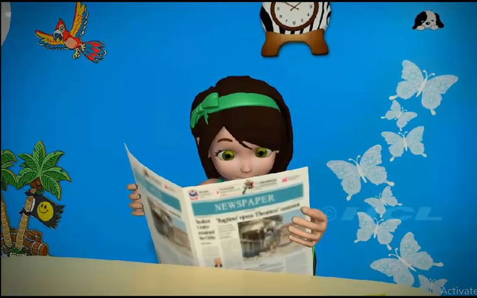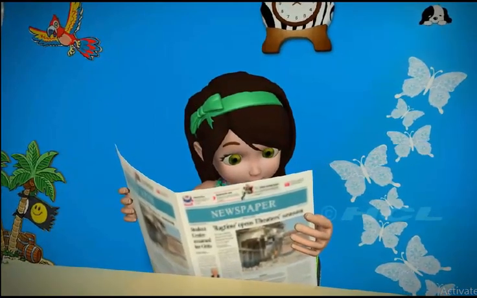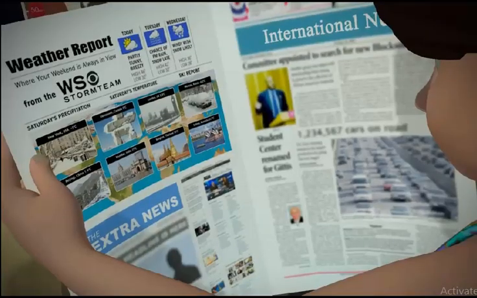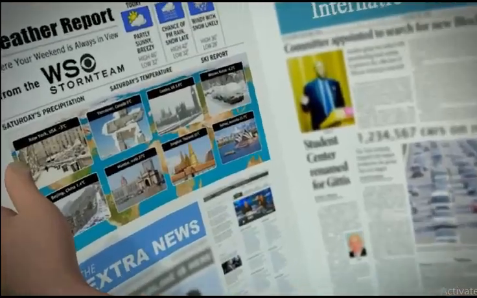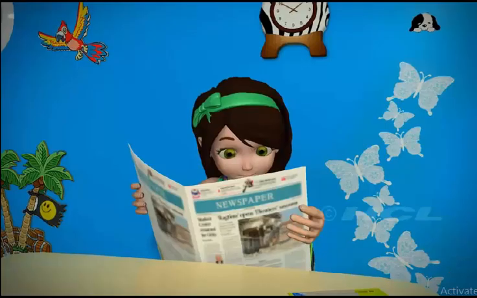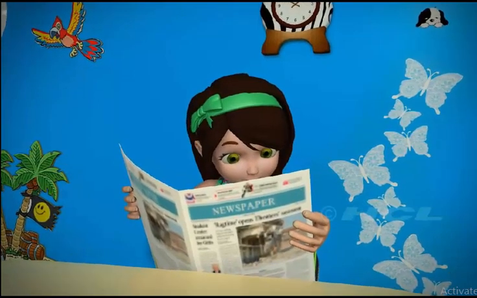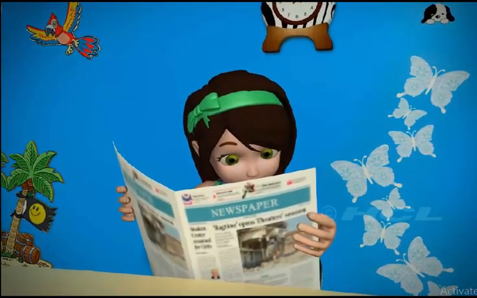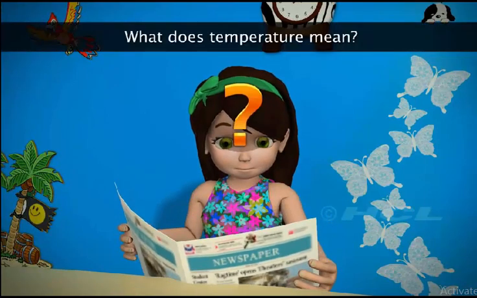Marcella is busy trying to understand the weather report in the newspaper. She is wondering what the numbers with the capital letter C indicate. Well, Sella, these numbers indicate the temperatures of various places. Do you know what temperature means?